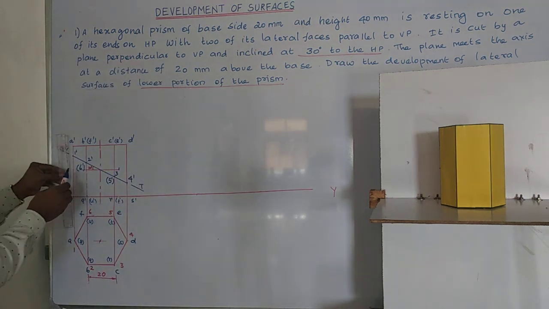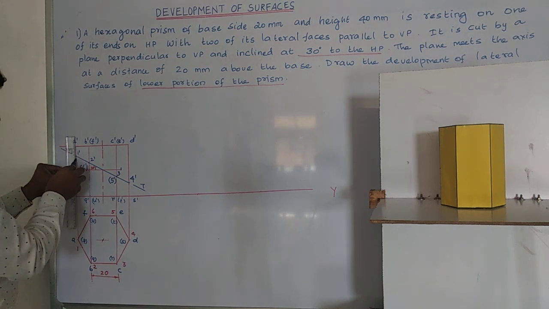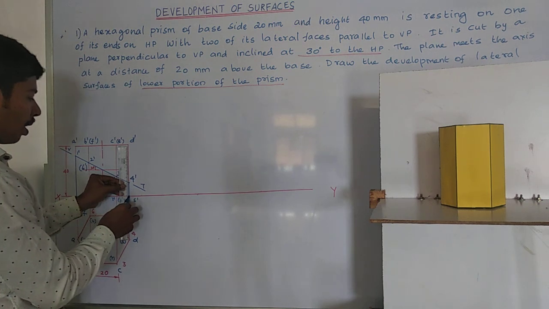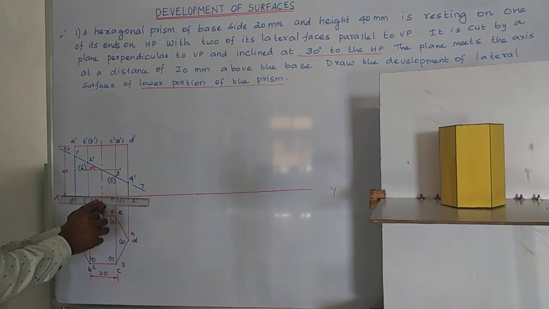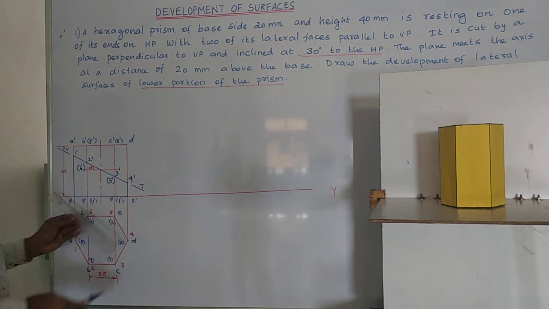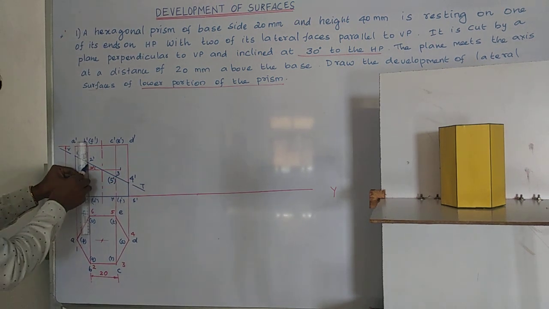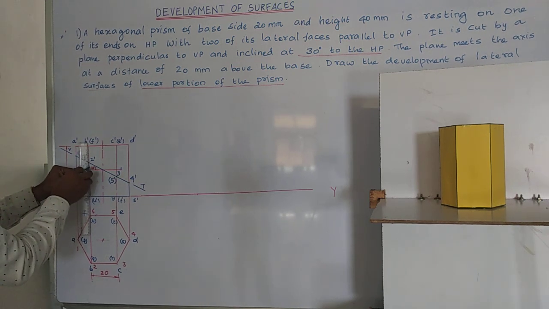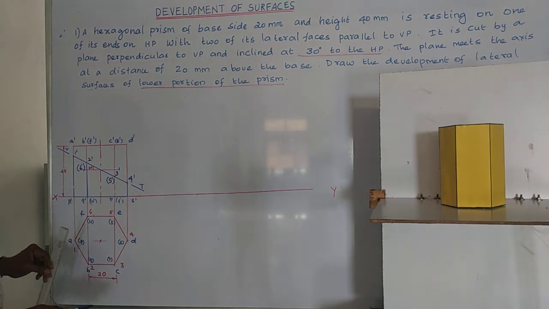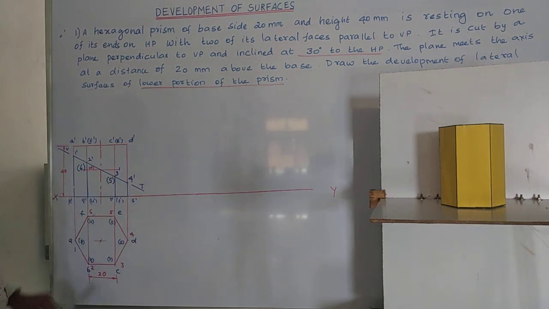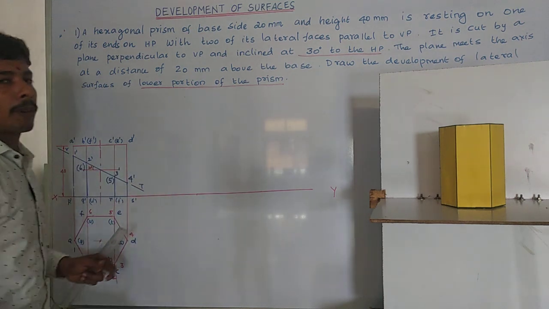So we have to draw dark lines for the lower portion only, because only the lower portion we are going to develop. And also never forget, here we have an edge, so we should mark it in dark line. Here also we have an edge, so 2 edges are in dark lines. So we have to develop this lower portion.